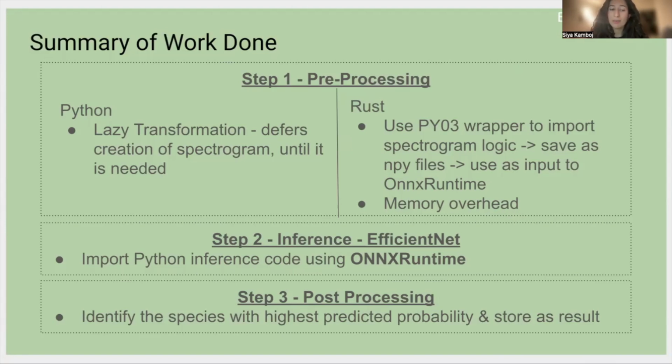The next step was importing the Python inference code using ONNX runtime and running inference. ONNX runtime is basically a platform that allows you to share inference code amongst different platforms without the training code. And finally was the post-processing, which identified the species with the highest predicted probability and stored that as the final classification result.